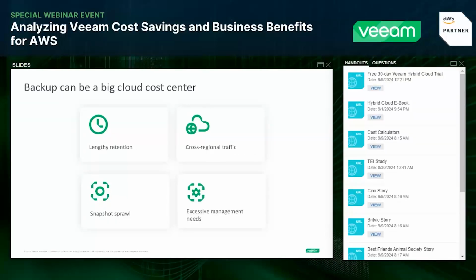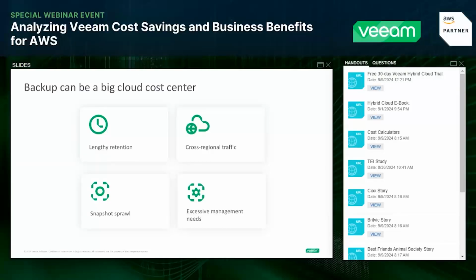It's possible for backup to become a big cloud cost center too if you're not careful. So using relatively expensive snapshots as a backup mechanism has the potential to result in snapshot sprawl. And if you don't carefully manage your retention policies, the cost to store all these snapshots and backups that are growing exponentially are just going to add up.